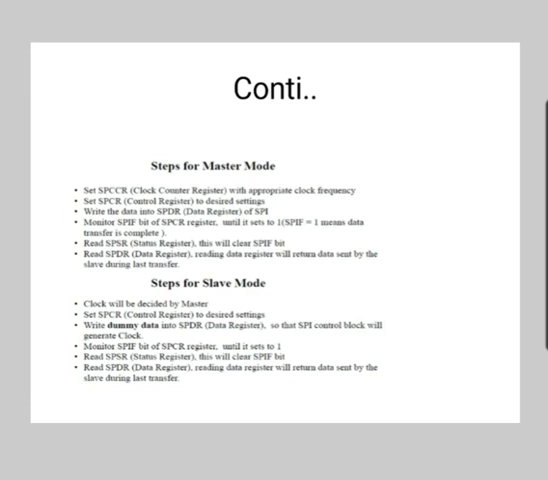Next are the steps for the slave mode. The clock will be decided by the master. Set SPCR, that is the control register, to the desired setting. Then write dummy data into SPDR, that is the data register, so that the SPI control block will generate a clock. Then monitor the SPIF bit of the status register until it is set to 1. Then read the status register.